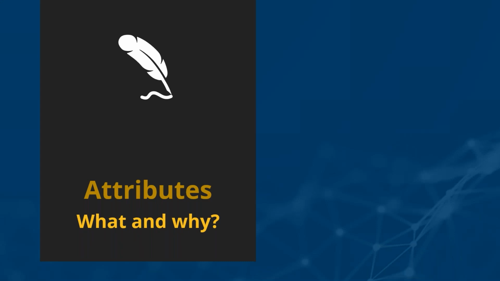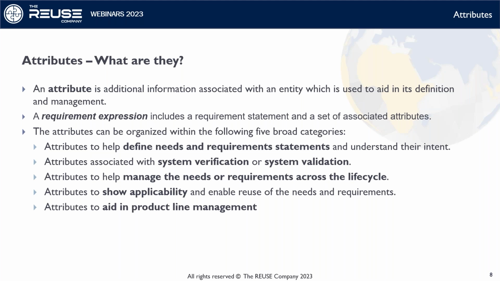So let's talk about attributes. What are they and why are they used? Well, attributes should be seen as additional information which is associated and connected to the entity, the requirement in our example, that will aid you in the definition and in the governance of those entities. And for requirements, attributes are additional information which is connected to that requirement.